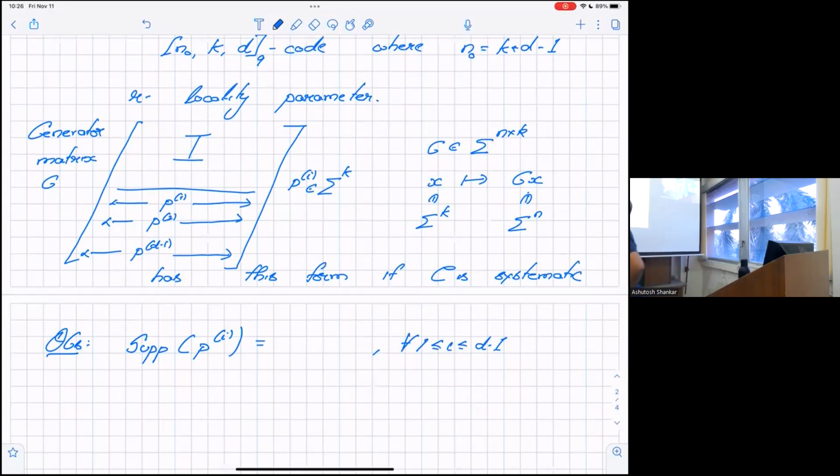Once again, suppose one of the P_i does not include the K-th message. So it's not a linear combination; the corresponding coefficient is 0. Then what will happen? Suppose P1 has that property. P1 puts 0 in the K-th location.